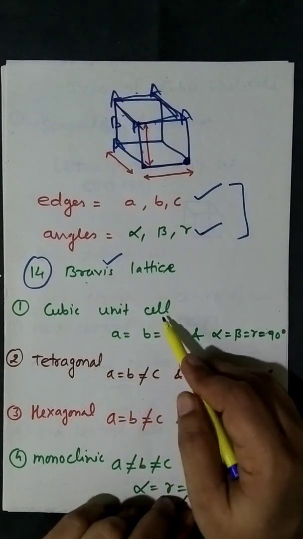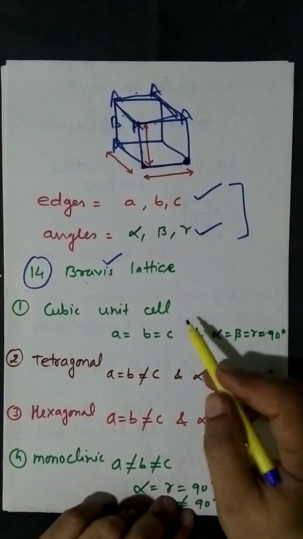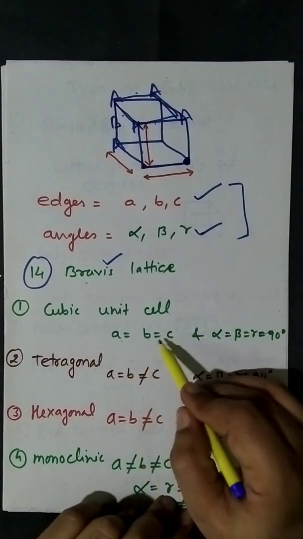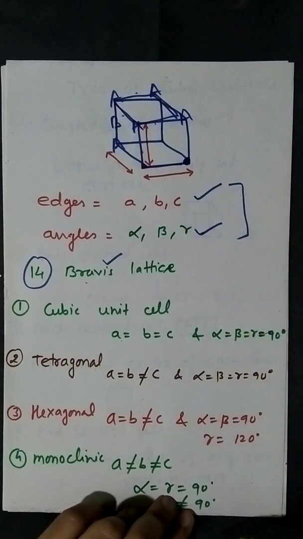The first is cubic unit cell. Here a equal to b equal to c. This is the simplest type of unit cell. All three edges are of equal length, all three angles are of 90 degrees. Therefore this is a perfect cube.